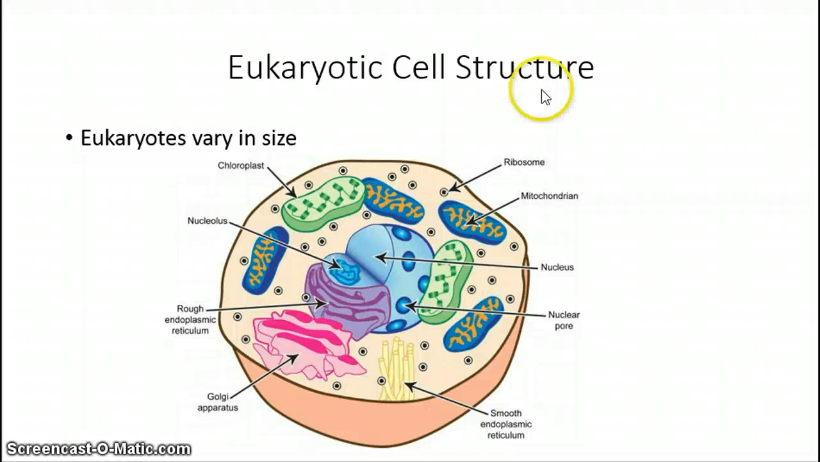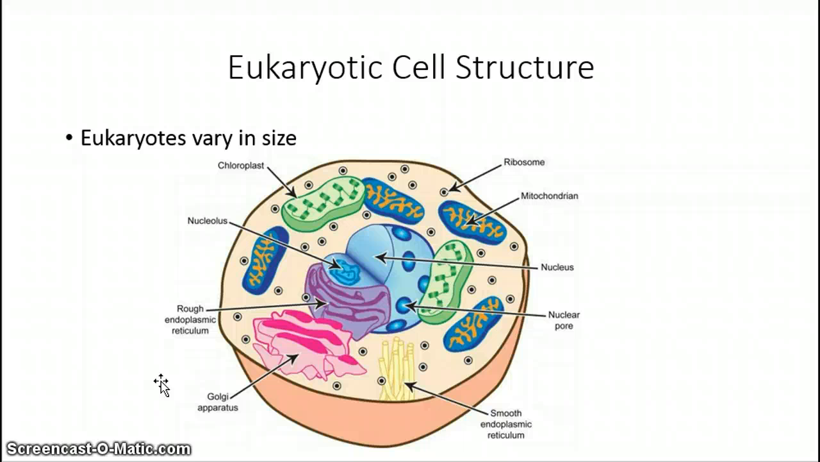The next thing I'll talk about is this purple thing here, which is the rough endoplasmic reticulum, also called RER. And the RER's main function is to synthesize proteins for secretion from the cell.